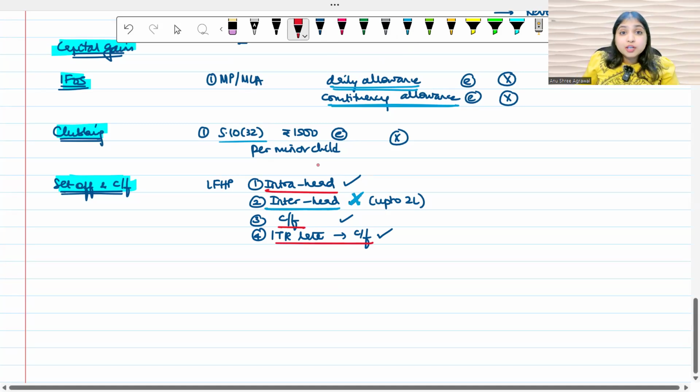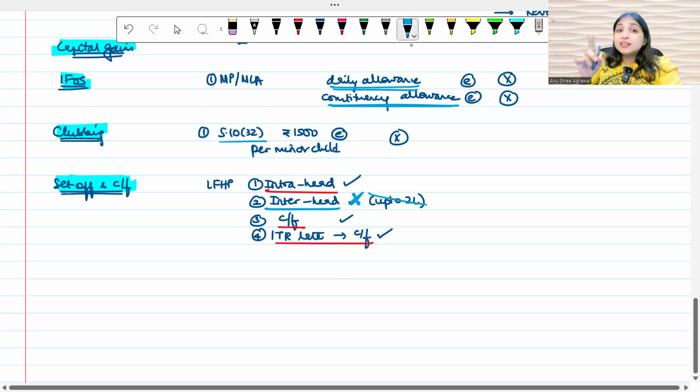Only thing that you can't do under 115BAC in the set off chapter is loss from house property, inter-head adjustment. You can do intra-head, you can carry forward, but you can't do inter-head adjustment. In normal provisions, inter-head you can do up to 2 lakh. Here, no 2 lakh criteria, guys. You can't do inter-head at all. Forget about 2 lakh criteria. You can't do inter-head adjustment of loss from house property at all.